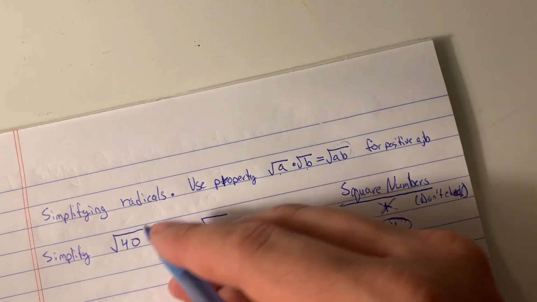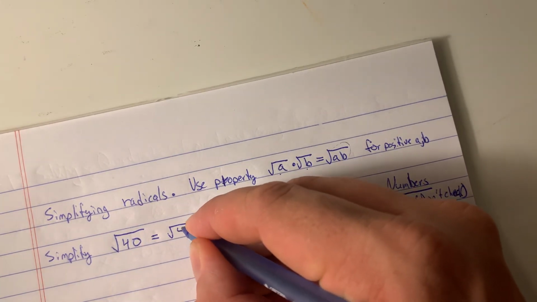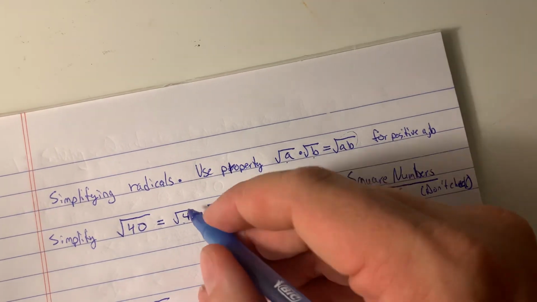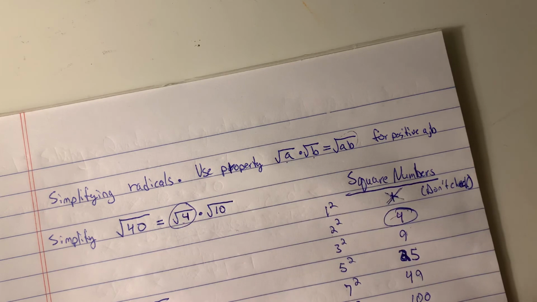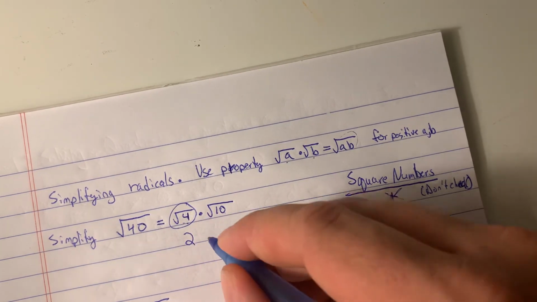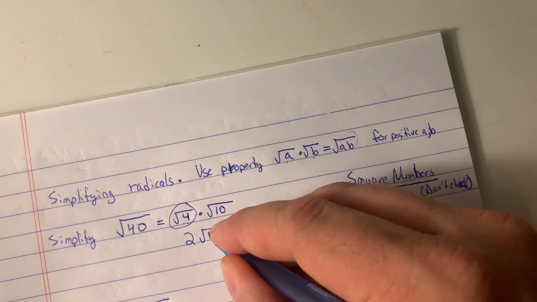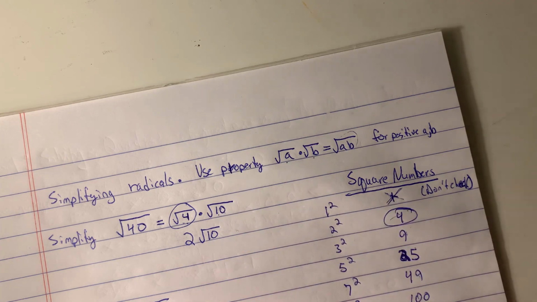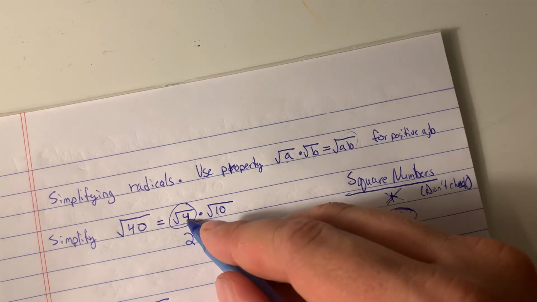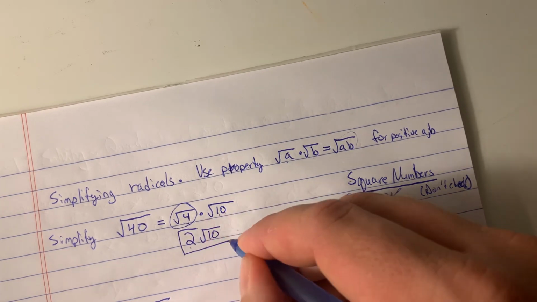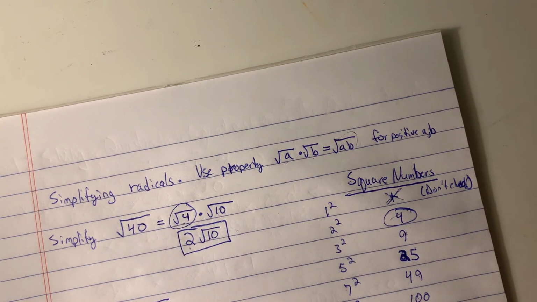And so the square root of 40 can be rewritten as the square root of 4 times 10, which is the square root of 4 times the square root of 10. And that's helpful because I can actually do the square root of 4. Because 4 was a square number, the square root of 4 is 2. And 2 times the square root of 10. Square root of 10 cannot be simplified because there are no square numbers that go into it. And so square root of 4 becomes 2, and 2 times the square root of 10 is the simplified form of square root of 40.